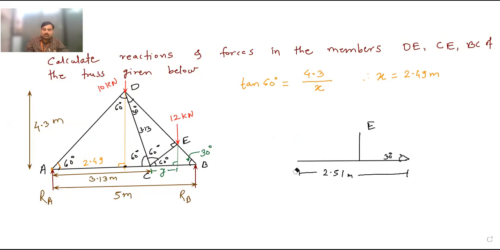Instead of drawing the separate diagram, I will show it here only. Now, can I calculate this side? This is 90 degrees, so I know the hypotenuse. I know this angle is 30 degree, this angle is 60 degree. So opposite side I want to calculate, I know the hypotenuse. So it will be 3.13 sine of 60. Correct, 3.13 sine of 60 if I take, this side is 2.7. Now can you calculate this remaining side?